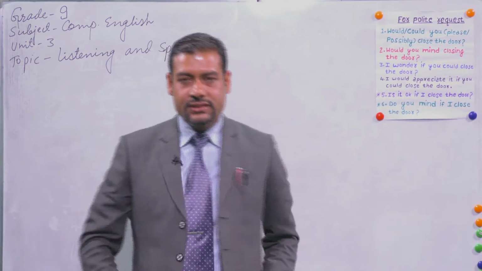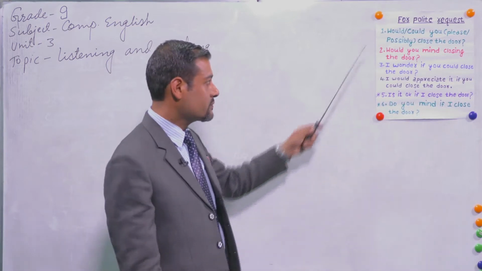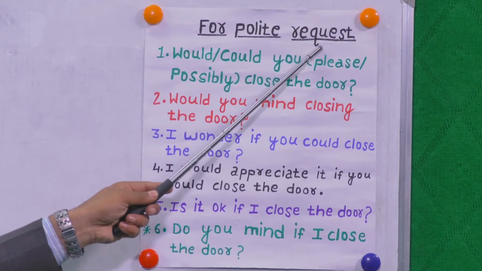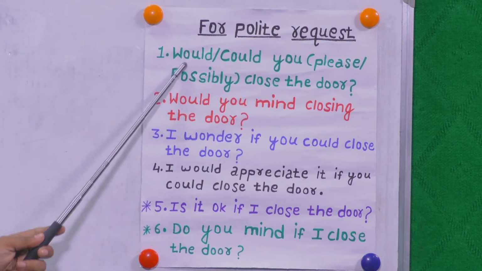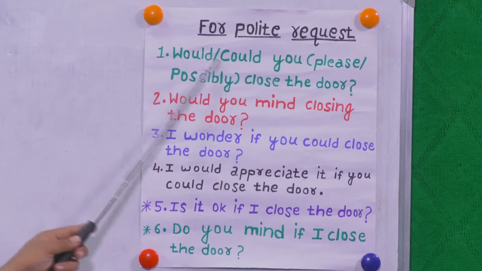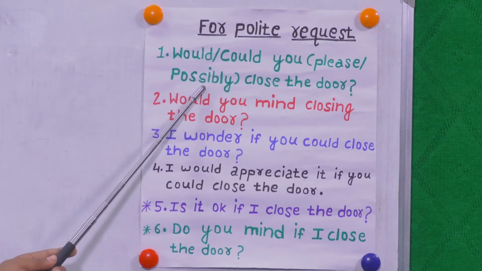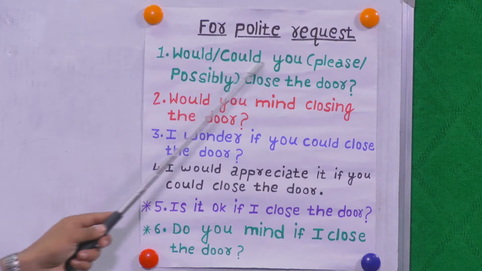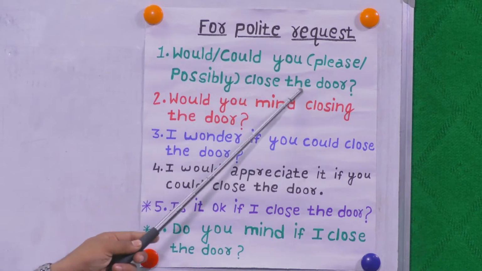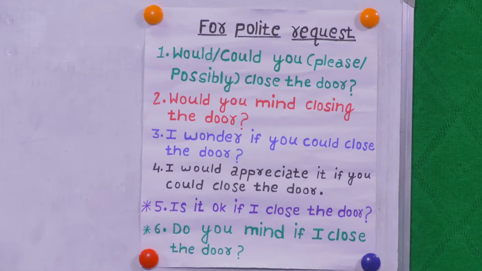Okay, dear students, you can see what is written there. Yes, for polite request, number one, what is there? You can write would you, or could you, or would you please, or could you please, or possibly. Would you possibly close the door? Also you can say could you please close the door. So read it once again, very loudly, all the students please.